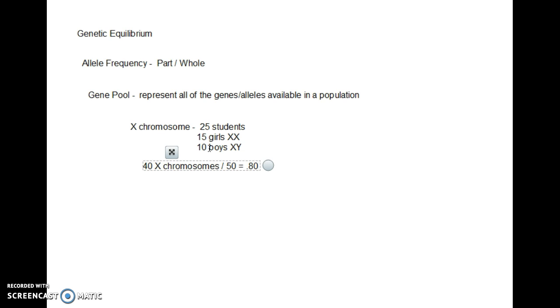The remaining frequency would be of the Y chromosome. You can do the math again and do all this a second time, or you can use deductive reasoning: if 80% or 0.80 represents the X chromosome, there's only one other variety, the Y chromosome, so that would have to be 0.20.